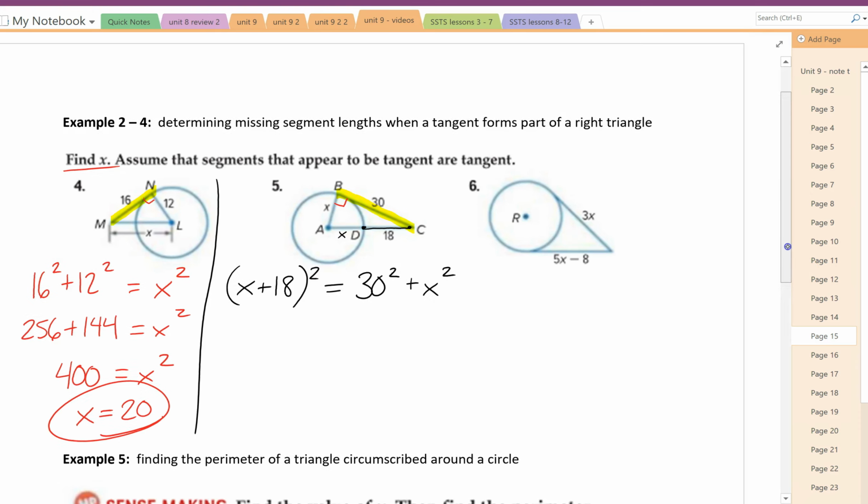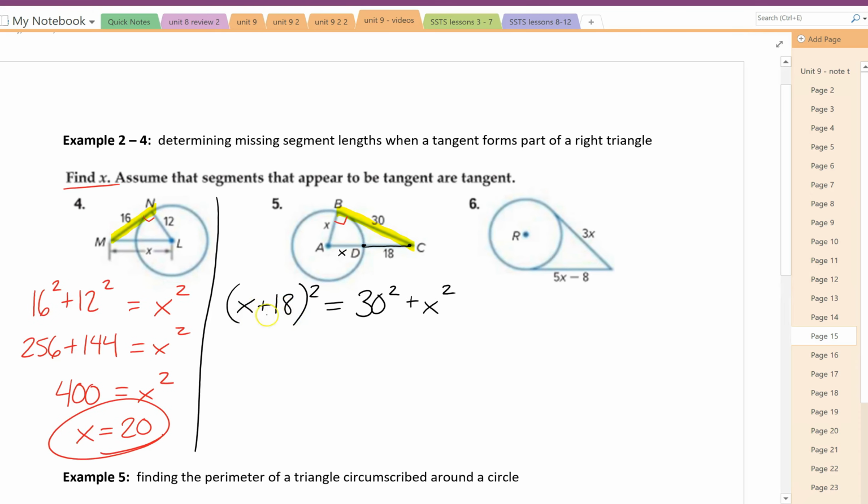So think back to last year when you wanted to multiply two polynomials together, because that's really what we're doing here, right? If I have x plus 18 squared, that means x plus 18 times x plus 18. And so I'm going to have to use the thing sometimes referred to as FOIL.